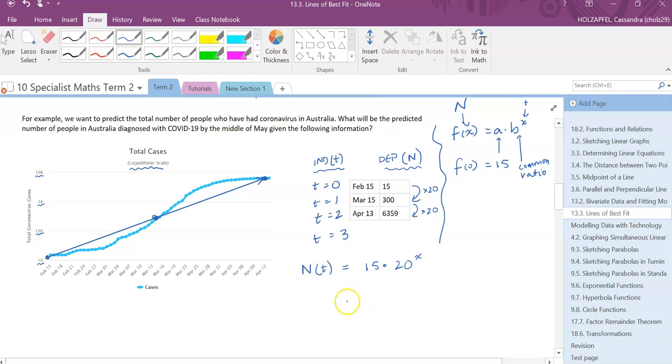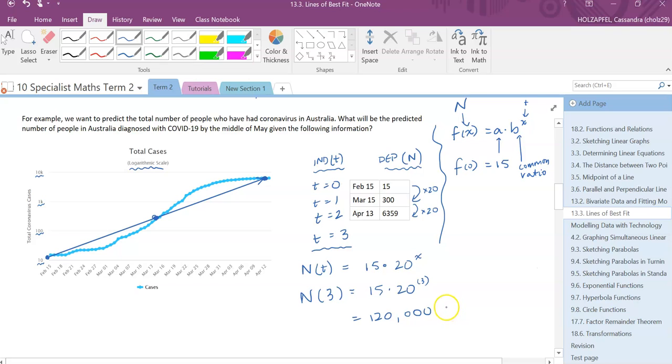Okay, so now that we've come up with this function, we're going to attempt to make a prediction for how many people are being diagnosed by the middle of May. To do that, we're going to substitute in t is equal to 3. So if I substitute 3 into my equation, I'm going to write the little 3 in the brackets here, and pop the little 3 up here as well. I'm going to just quickly pop this in my calculator and come back. So my solution for the number of people in Australia predicted to have coronavirus by the middle of May is going to be 120,000 people.